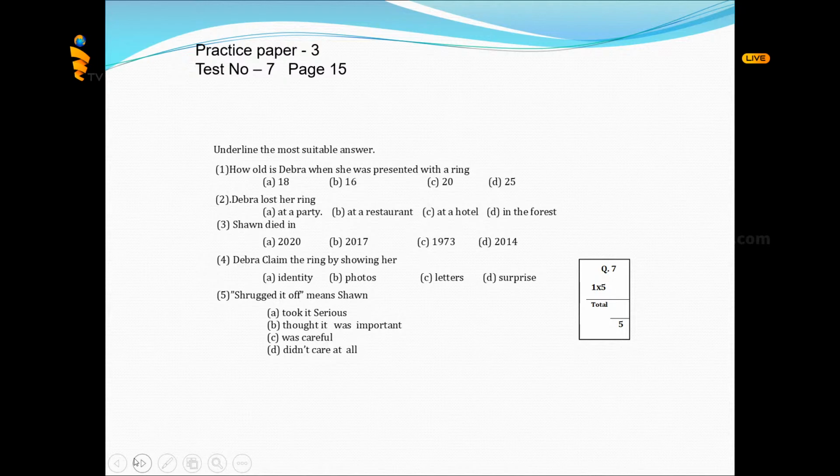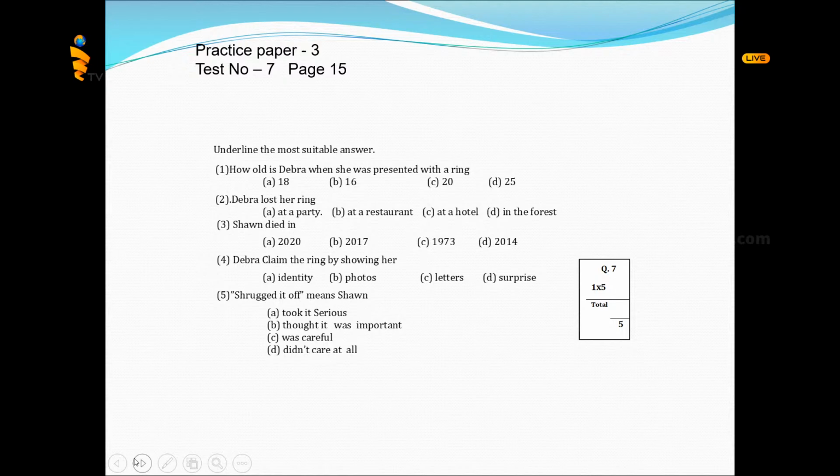Okay, the first one is, how old is Deborah when she was presented with a ring? It's a beautiful, interesting passage, children. So go through the passage as I have given the instruction. I needn't be repeating the instruction. You know what to do. You have to read for general purpose, then read the questions, then read again for specific purpose. Let's do the questions, children.